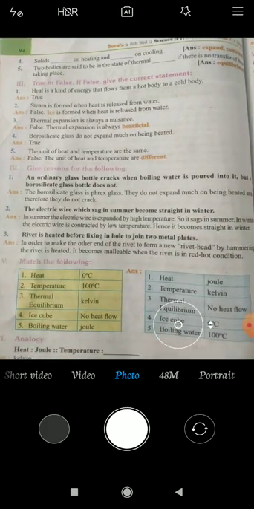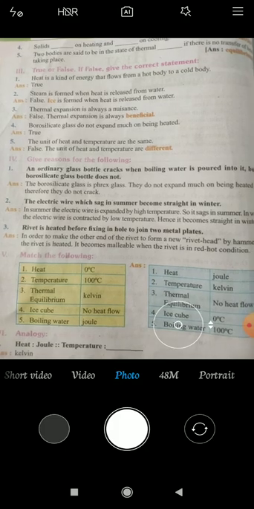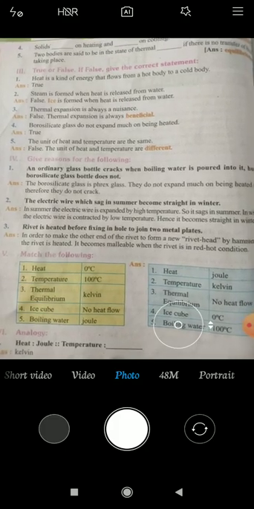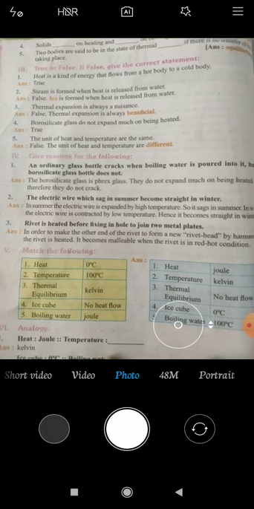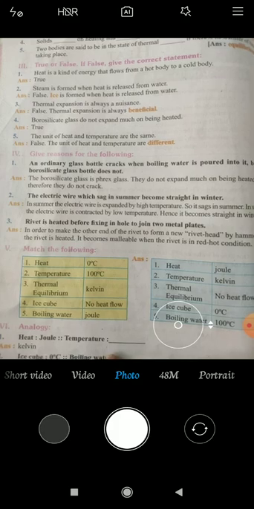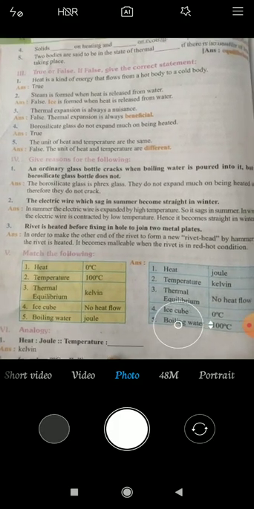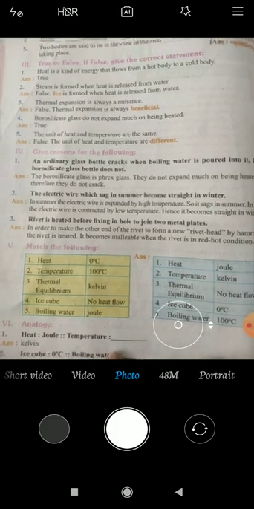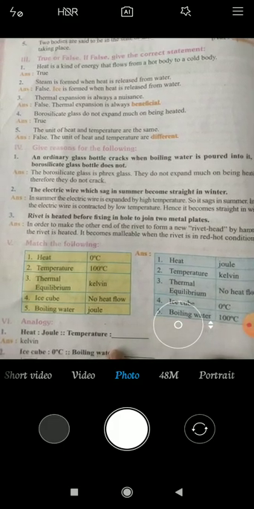Okay, next pattern is true or false. Heat is the kind of energy that flows from a hot body to a cold body. True. What is the answer, children? True. Steam is formed when heat is released from water. The answer is false. The answer is what, children? False.